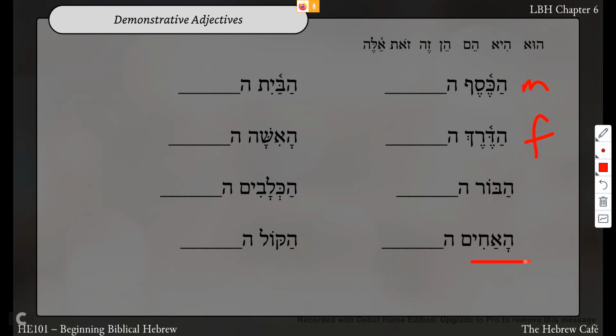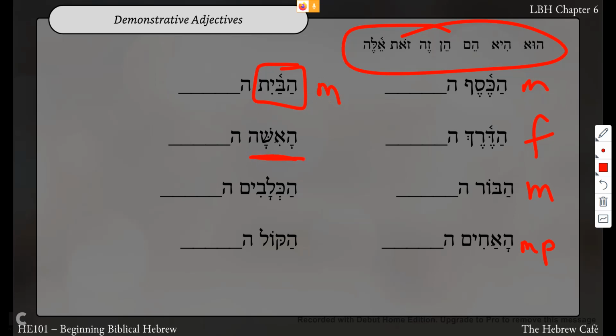The next one are the people who put Joseph in the bor amok, put him in the deep pit. This is ha-achim. So bor is masculine singular, achim is masculine plural, right? So whatever pronoun or adjective we use with it is going to be masculine plural. The next one is habayit. Bayit, house, masculine.